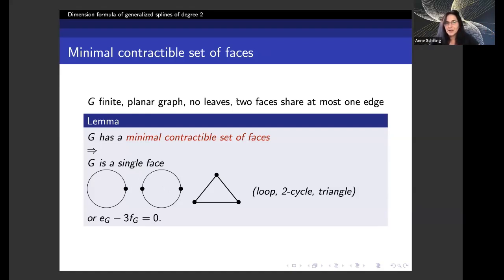But under this condition, the only way to get a minimal contractible set of faces is if G is a single face, or this difference is equal to 0. And this helped us a lot in the proofs. If this is not the case, then E minus 3F can actually become more negative for certain subgraphs.